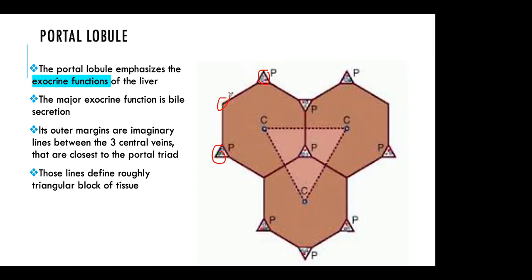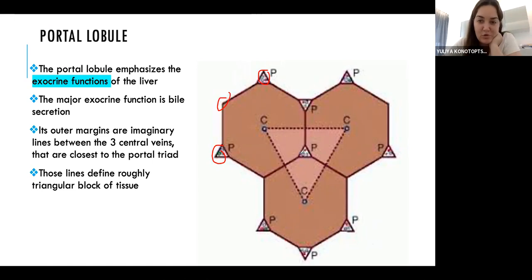Okay, so this is going to be the classic lobule. This structure here is the classic lobule. The portal lobule is not hexagonal. As you can see, it has a triangular appearance. So this is your portal lobule right here.